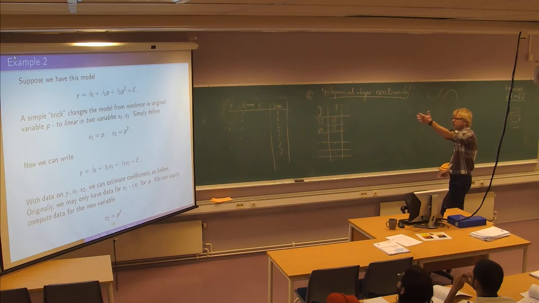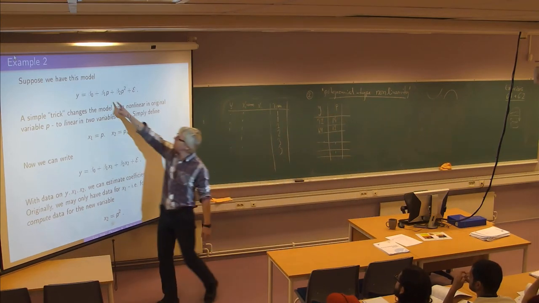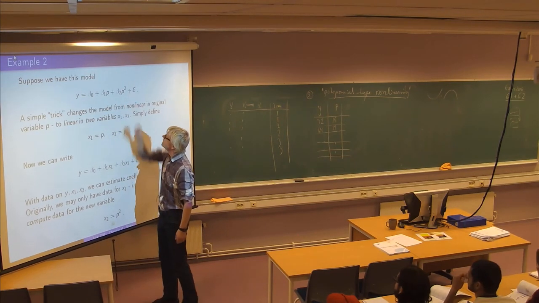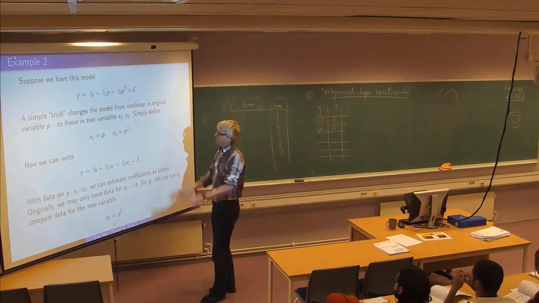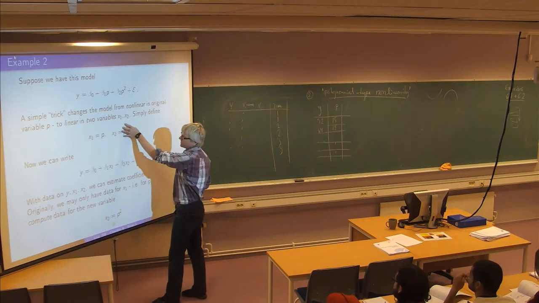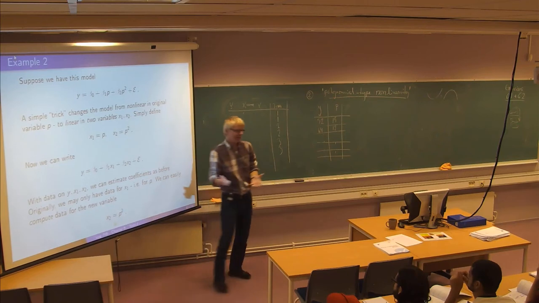The reason why this first function is nonlinear in a way is because it's the same variable here. So it's p here, and then it's p squared here. But suppose we just consider p as one variable, and then p squared as a different variable. They are, of course, related, and they are somewhat correlated, but they are different.